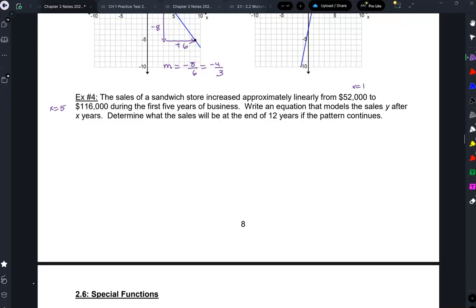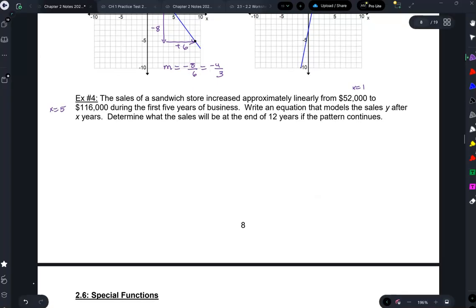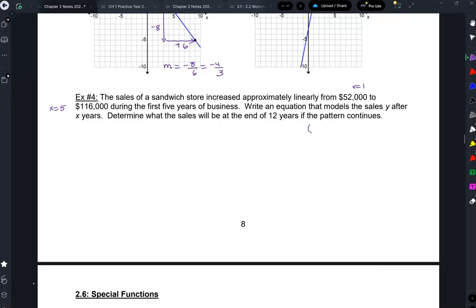So first we need to find the slope, right? Because we need an equation of the line. For that, we need some coordinate points. The coordinate points we have are 1 and 52,000. And here when you have multiple commas, it's up to you to keep track of what the commas mean. And then 5 and 116,000. So first let's find the slope. And that's going to be 116,000 minus 52,000 over how much? 5 minus 1, 4.